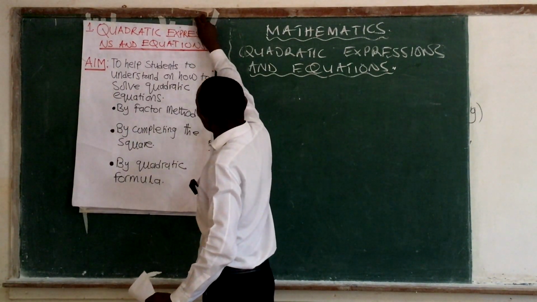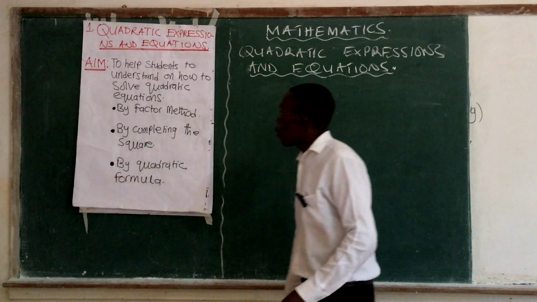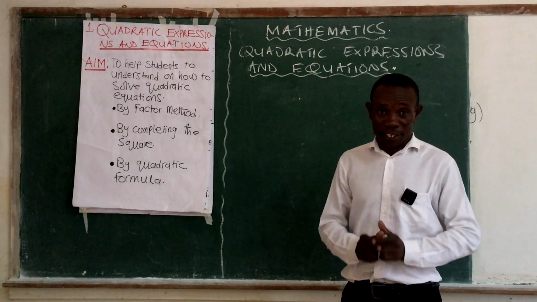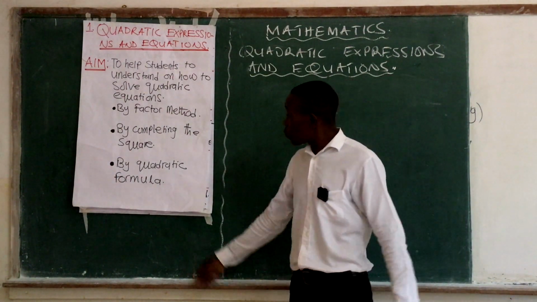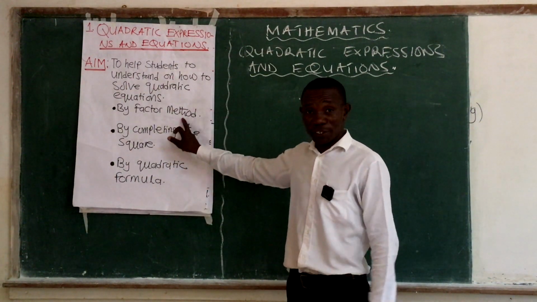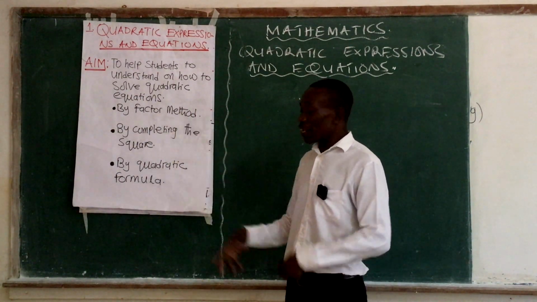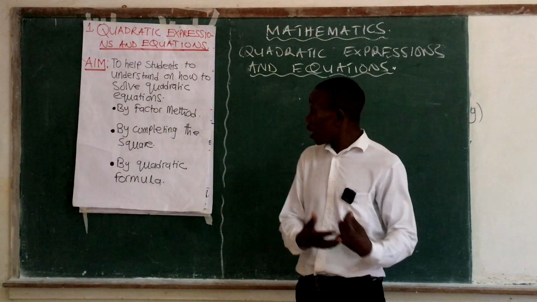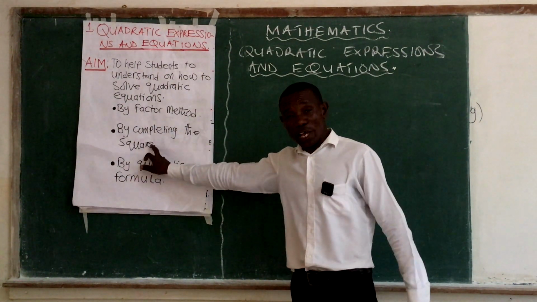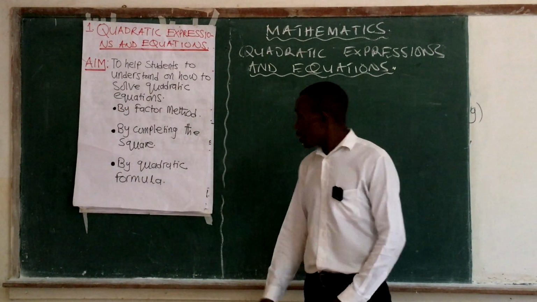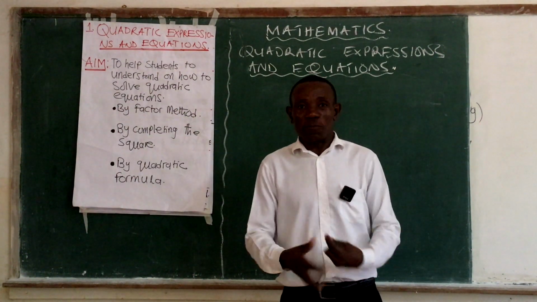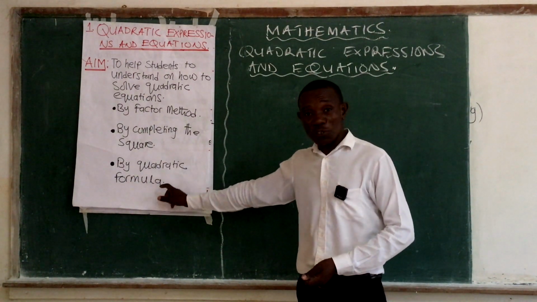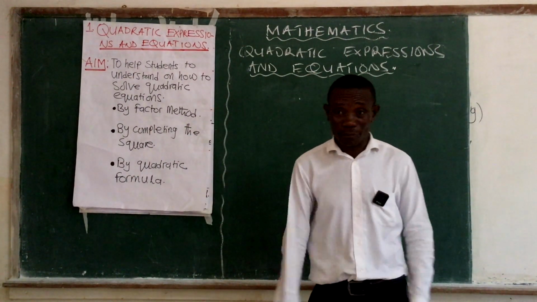The aim of this topic is, firstly, to help students understand how they can solve quadratic equations by the factor method. Again, to help students understand how they can solve quadratic equations by completing the square. Lastly, to help students understand how they can solve quadratic equations by the use of the formula.